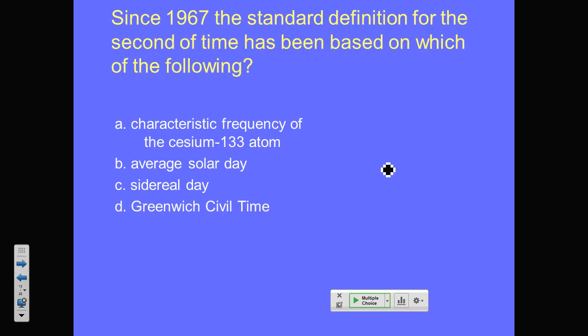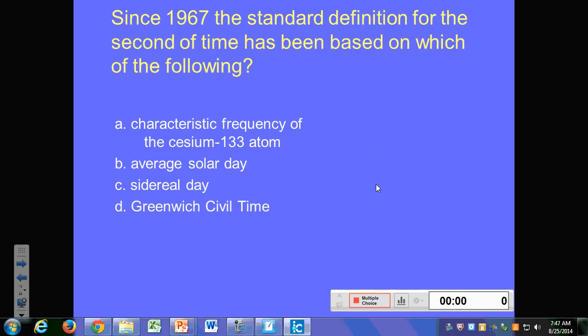All right, which of these is the standard for time? I'm going to stop at 20 seconds. Give you till 25.